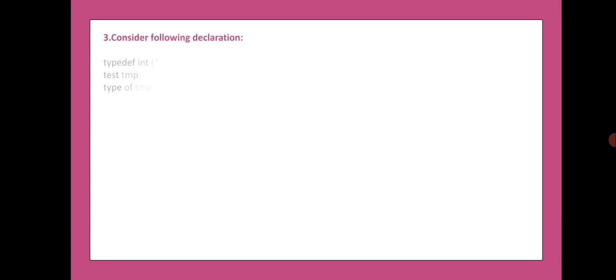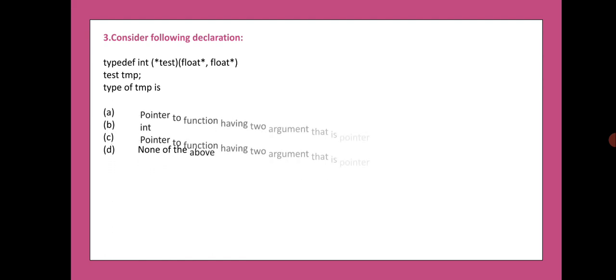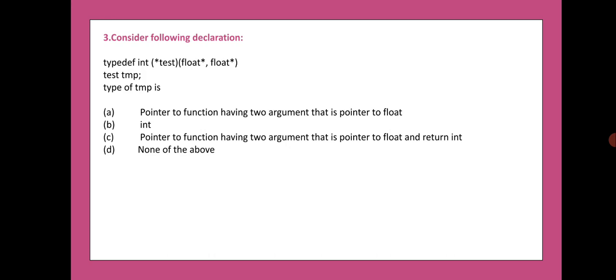So in this question I have a typedef with an integer function pointer named test, which takes float pointers. So test temp, the type of temp is what? A, a pointer to a function having two arguments, that is pointer to float. B, integer. C, pointer to a function having two arguments, that is pointer to float, and returning int. Or D, none of the above.